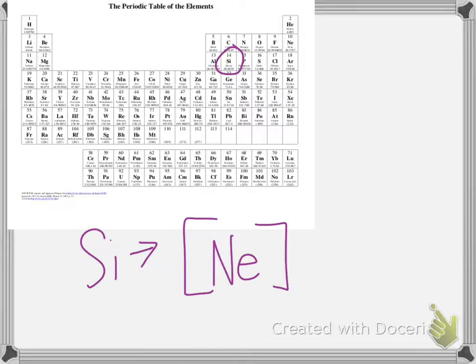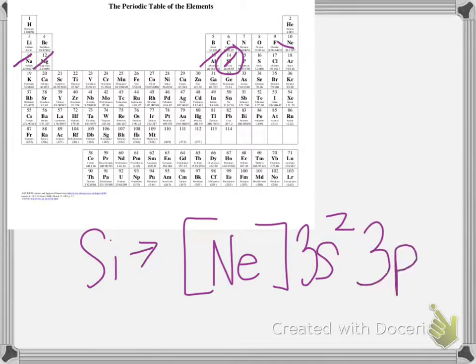And hey, look at this. This is weird. Here's neon, and if I go 1, 2, 3, 4. Huh. Interesting. We'll explore that more next chapter. Neon, we remember, ended with a 2p6. What fills after 2p6? 3s. And we've got 4, so we know that 3s is full. And then we've got 3p, how many? 2. That's silicon, written the short way.